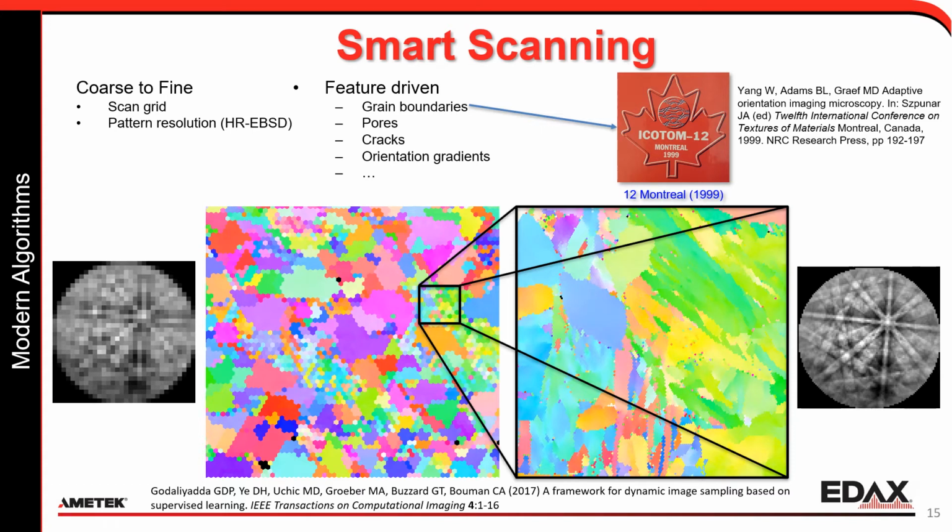So for example, in this case, there are a lot of points with very different orientation in the region I've highlighted there. It would be fairly straightforward then to go back in and scan that area at a finer step size and maybe with higher pixel resolution. Maybe we want to do HRDIC in there, so we want to collect much better patterns. So you can imagine these kinds of strategies that are really feature driven in terms of smart scanning.